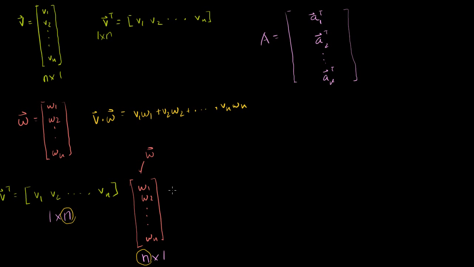And what's it going to look like? It's going to be equal to v1 w1 plus v2 w2, plus all the way to vn wn. It's only going to have one entry. We could write it as just a 1 by 1 matrix like that. That's what it'll be. It'll just be a 1 by 1 matrix that looks like that.